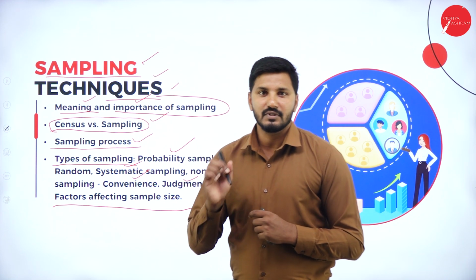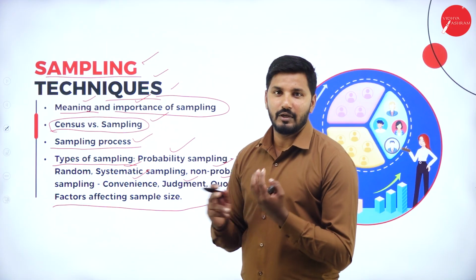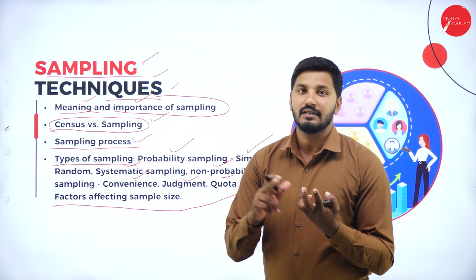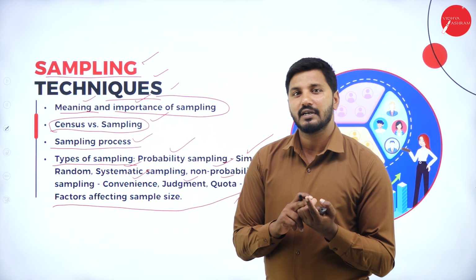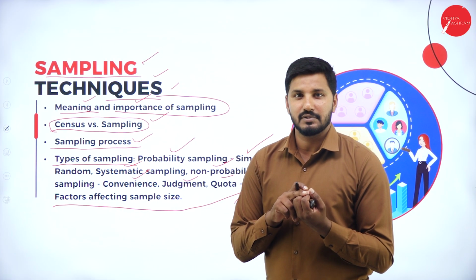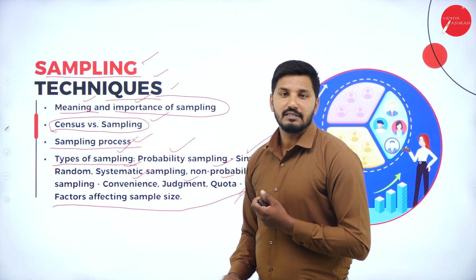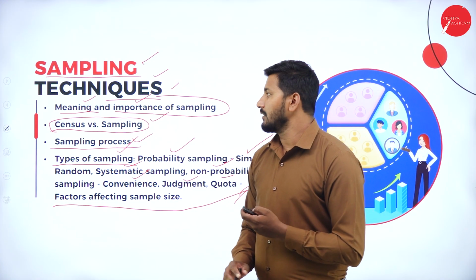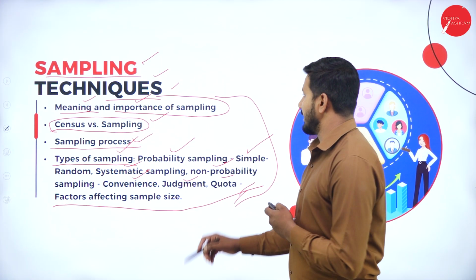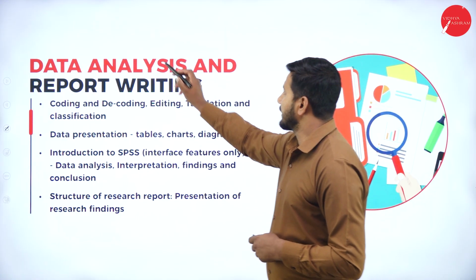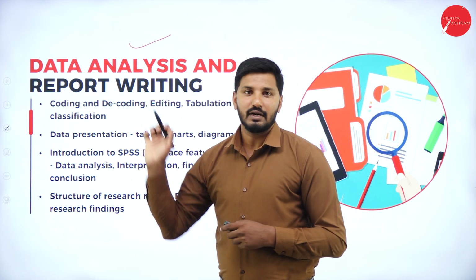In this particular module we will know about the meaning, the census versus sampling, the major process included in the sampling, and the major types which will be included in the sampling. This is the fourth module. It consists of all these elements. So then move on to the fifth and last module, data analysis and report writing.